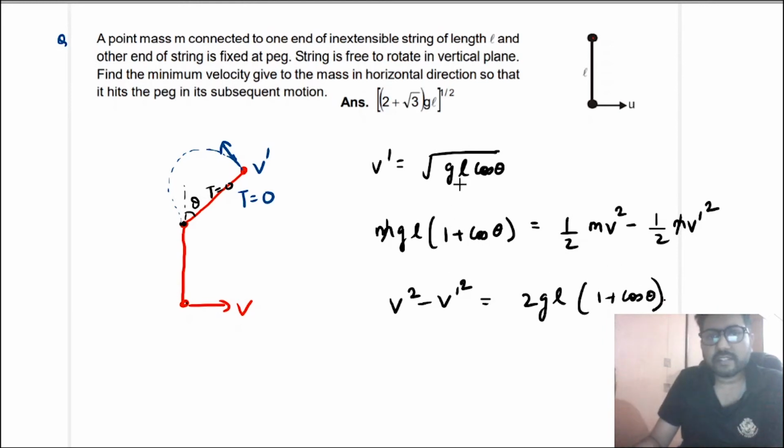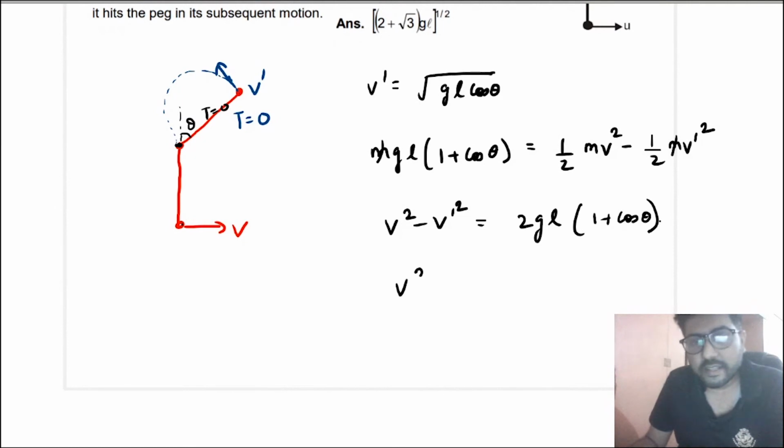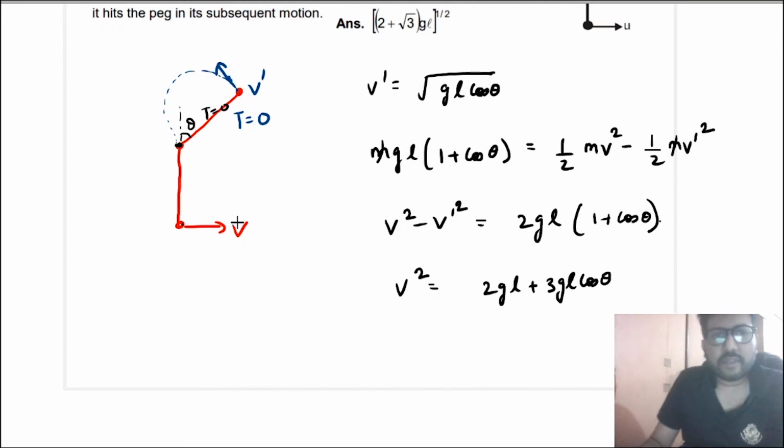Also v dash square is gl cos theta, so you will write v square is equal to 2gl plus 3gl cos theta, right? So we have got the value of v square, right? Now it is said that this particle reaches the peg again.